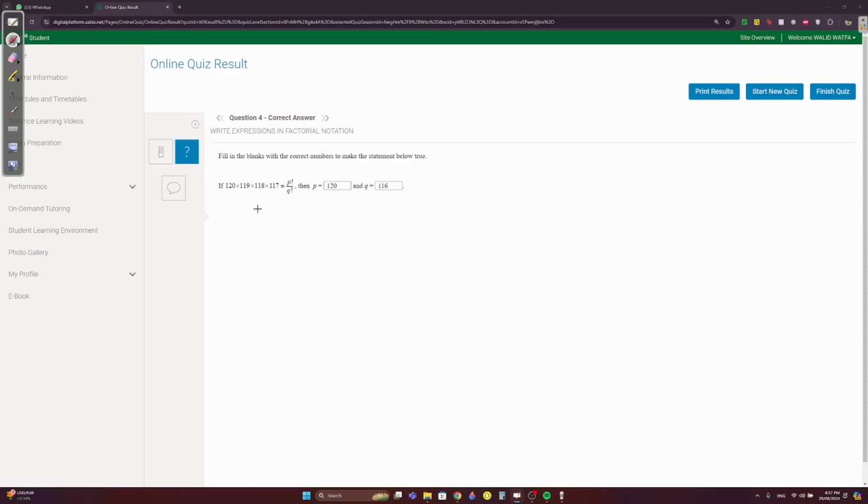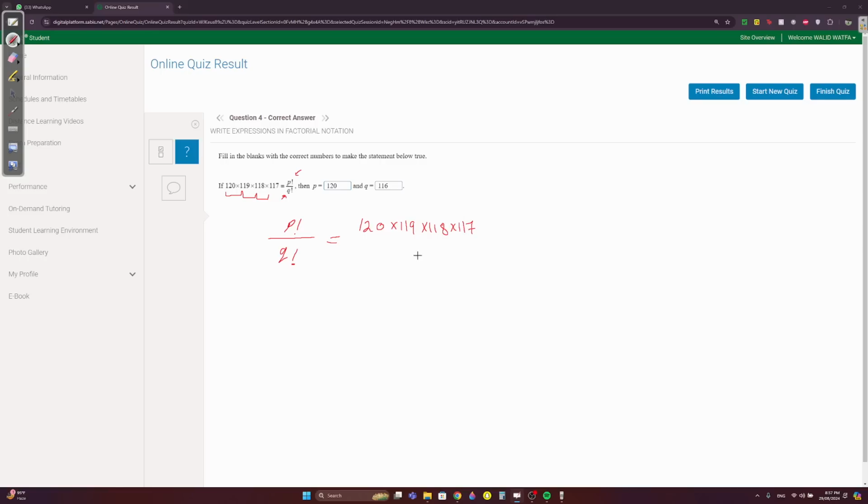Okay, here they're saying if 120 times 119 times 118 times 117 equals p factorial over q factorial, then what is p and what is q? So they divided p factorial by q factorial, and they got the answer 120 times 119 times 118 times 117.